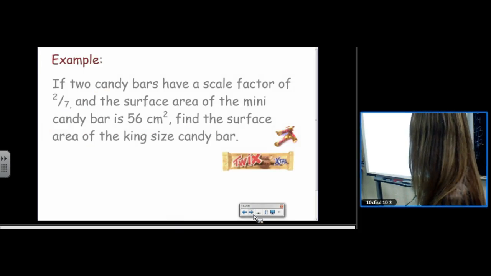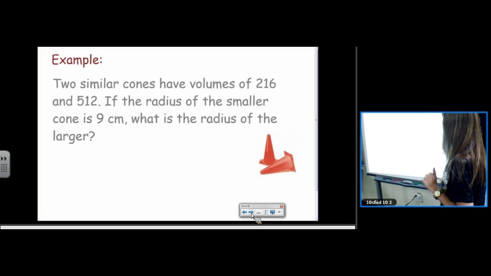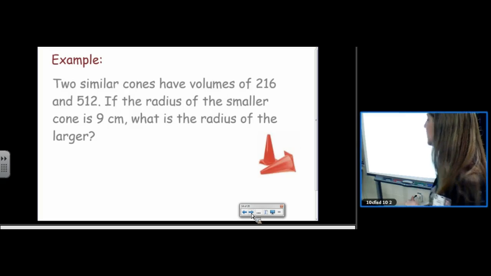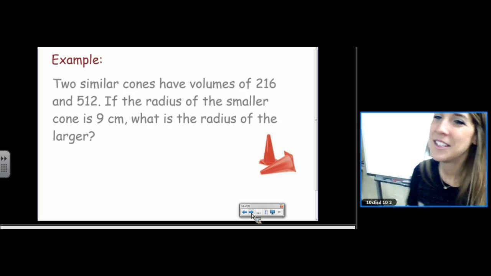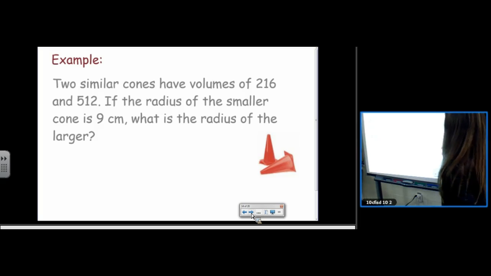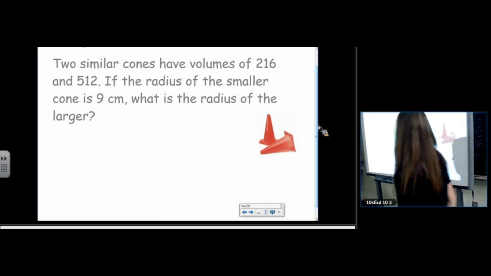All right, we've already done one like this, so I'm going to skip the Twix problem. This is our last one, last problem. Okay. 2 similar cones have volumes of 216 and 512. If the radius of the smaller cone is 9, what's the radius of the larger cone?